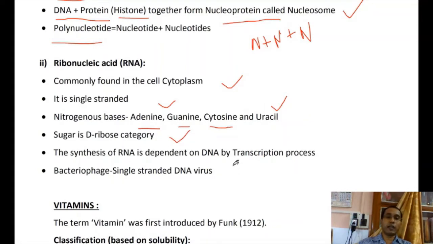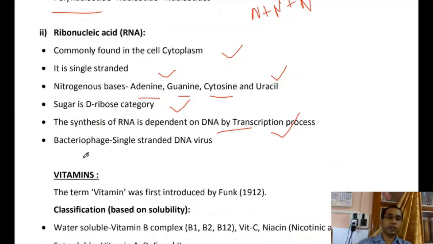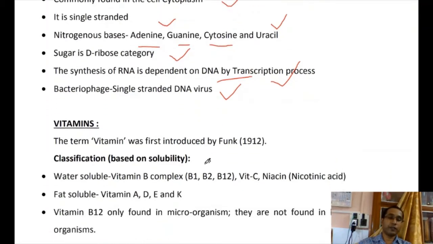The synthesis of RNA is dependent on DNA by the transcription process. Through the transcription process, DNA can be converted into RNA. Bacteriophage has a single-stranded DNA virus. That is single. This is an example of exceptions.